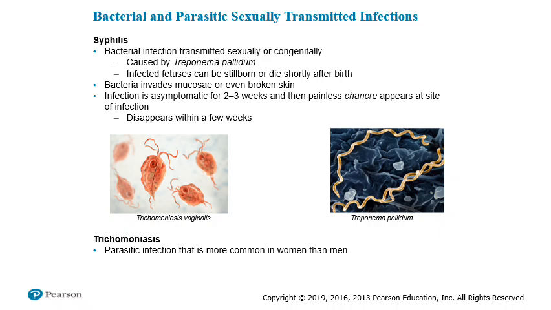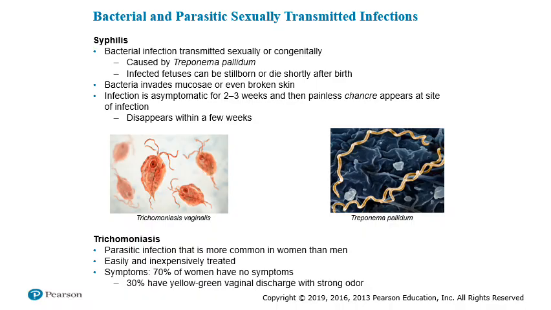Trichomoniasis is a very common infection among women, but the men are actually the carriers, and they are asymptomatic with trichomoniasis. They are only carriers, but thankfully, it is easily and inexpensively treated. 70% of women, though, have no symptoms, and 30% have yellow-green vaginal discharge with a very strong odor.